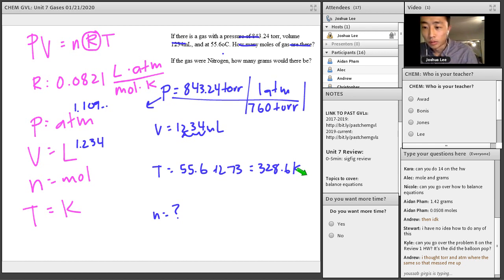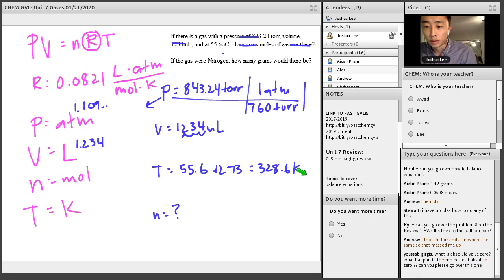Can you go to the problem? Did the poll pop up? I don't know. I thought torr and atm were the same, so that messed me up. Oh, torr and millimeters of mercury, those are the same ones.